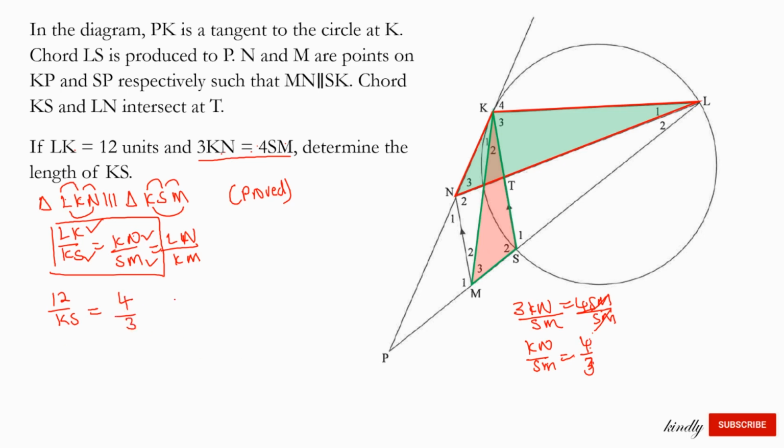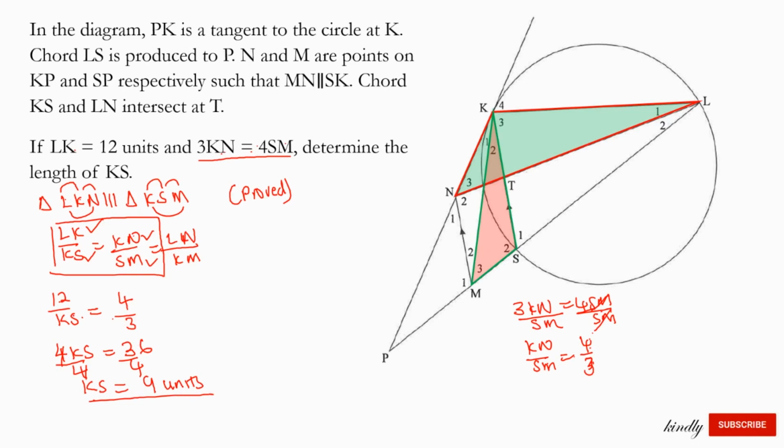Right, and then you can cross multiply here. So 4 times KS is 4KS is equal to 12 times 3, which is 36. And then divide by 4 on both sides of the equation. KS is equal to 9 units. Okay, that's what it's supposed to do there.